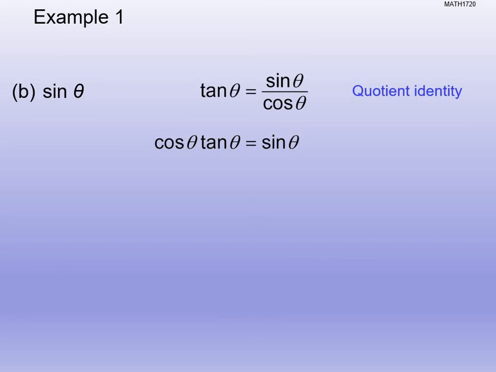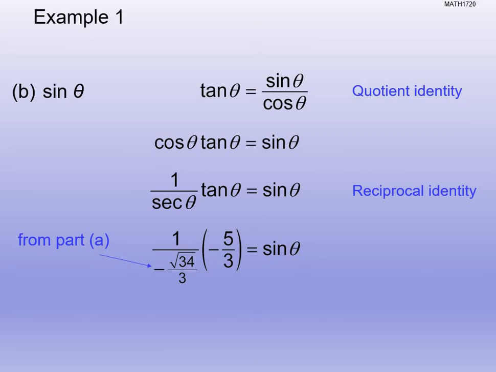So if we just solve this algebraically first, we know that sine of theta is going to equal cosine of theta times tangent of theta. Now we're going to replace cosine of theta with 1 over secant of theta because we know what the value is. We just calculated it in part A of this example. So we have 1 over secant theta times tangent of theta is equal to sine of theta. So now we're going to put those in with our values. So 1 divided by negative square root of 34 over 3, times negative 5/3, equals sine of theta.